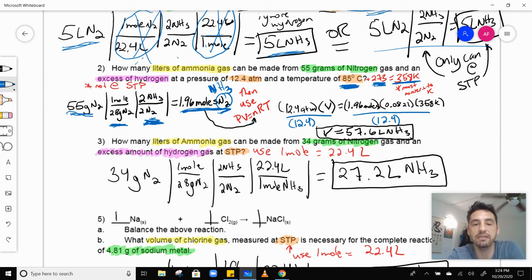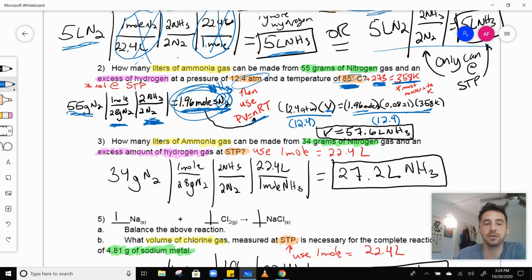So we're going to use PV equals nRT, the ideal gas law. The pressure is 12.4 atm. The volume is what we're looking for. The number of moles of gas we got here in our problem. And then R is always the same, 0.0821. And the temperature is what we were given in the beginning as well, 358. And we solve for V. So divide both sides by 12.4, and we get 57.6 liters of NH3.